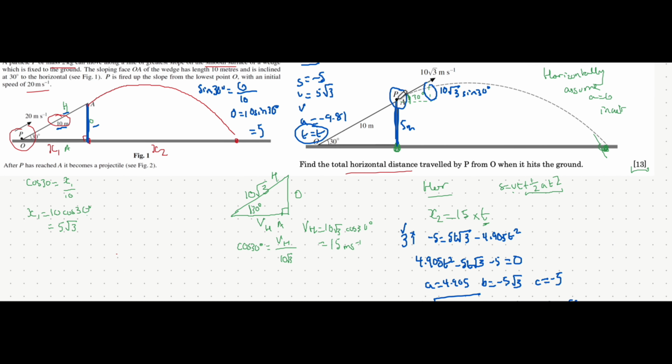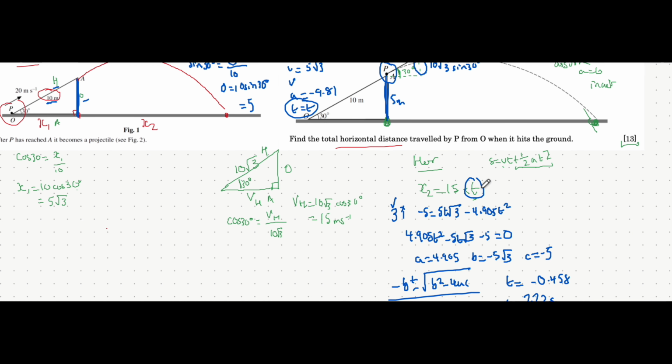Now the vertical time taken for the whole journey is the same as the horizontal time taken for the whole journey. That means that this time taken is also 2.22. And now we can find the horizontal distance traveled from point P back to the ground by doing 15 times 2.22, and that's equal to 33.36 meters. As your final step, you want to add the initial horizontal distance that you got of 5 root 3 onto this extra horizontal distance traveled from point P back to the ground, which is 33.36. Put all of that into your calculator and you get a value of 42 meters to two significant figures.